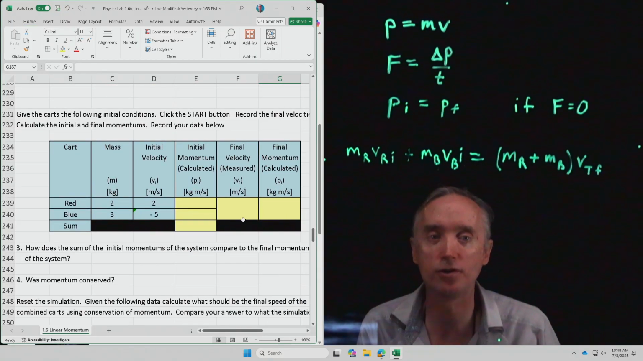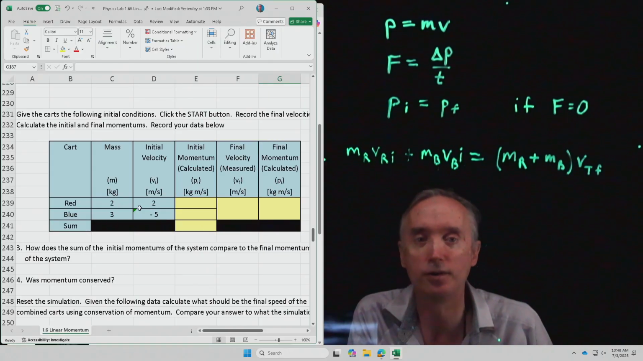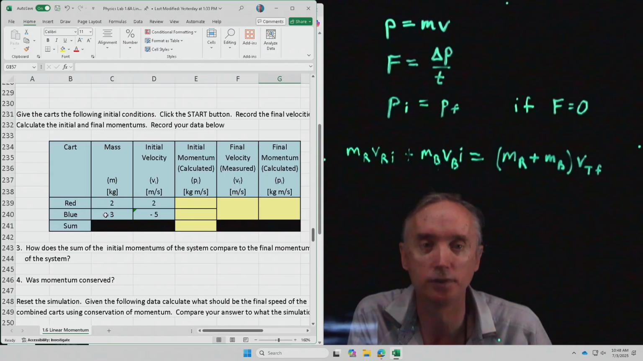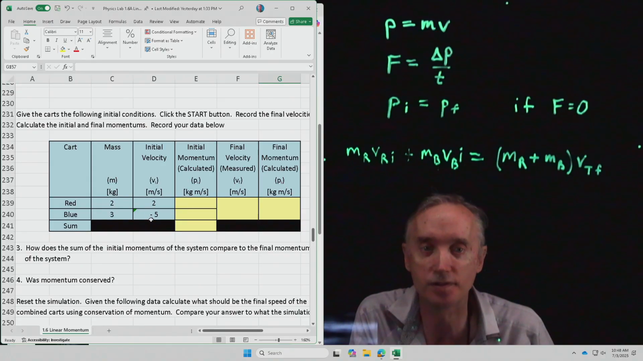So here's how you're going to start. Select a mass of 2 for the red one. Select a mass of 3 for the blue one. Select an initial velocity of 2 for the red one. And now notice this is negative. So -5 for the blue one.